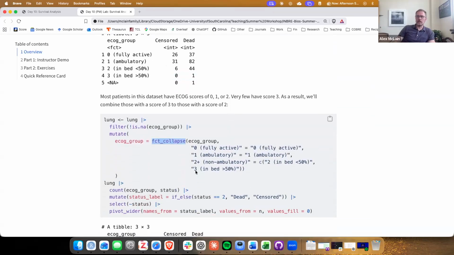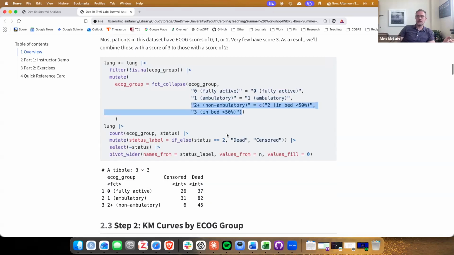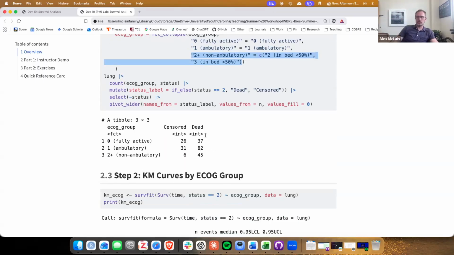So here I'm using the factor collapse function to collapse this from a 4-factor variable into a 3-factor variable. The new 3 factors will still have 0, which is fully active. We'll still have 1, which is ambulatory. And then we'll have the 2+ group, which will be non-ambulatory, which could be either that 2 or 3 in the initial coding. So now, once we make this new 0, 1, 2+ group, we have a little better sample size in all of these groups that we have.